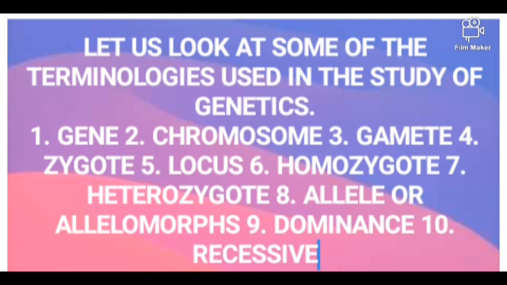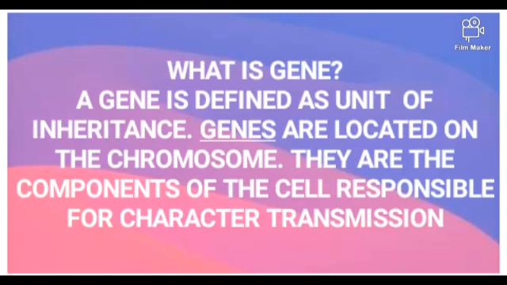As we continue in our study of genetics, there are terminologies that we will be using consistently, and we need to start getting ourselves used to them. We'll be looking at terminologies like gene, chromosome, gamete, zygote, locus, homozygote, heterozygote, alleles or allelomorph, dominance gene, recessive gene, crossing, testing. There are about 20 of these terms that you will be looking at as you go through the study of genetics. So you should be able to define them.